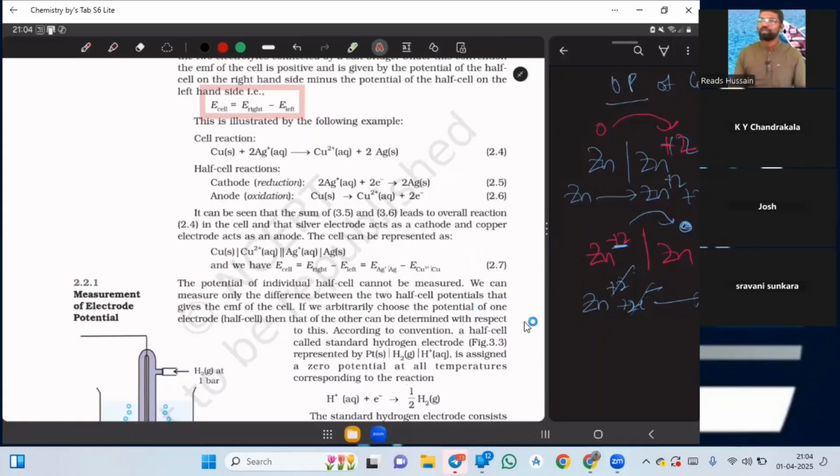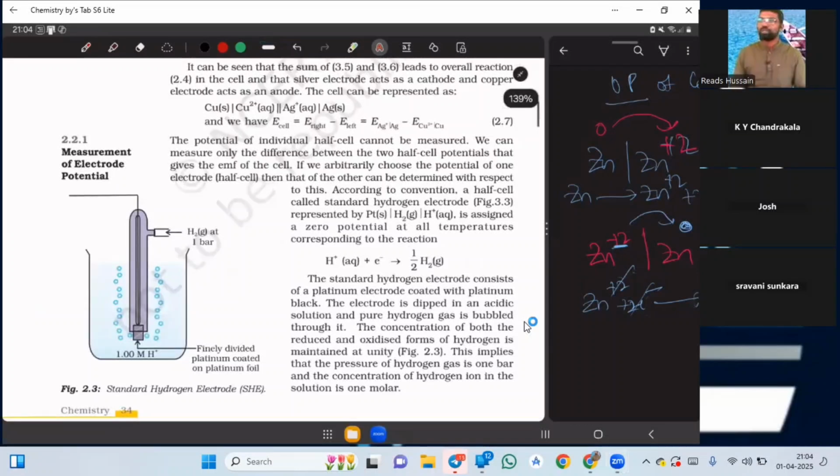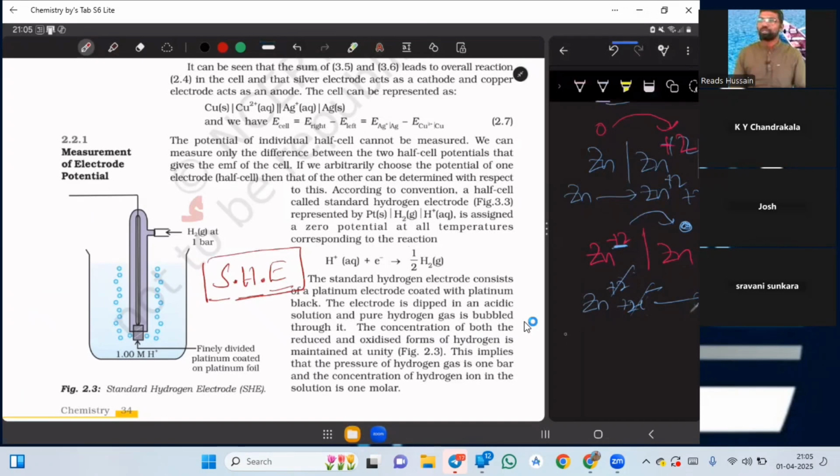Okay, next topic is standard hydrogen electrode. Whatever you are seeing here is called the standard hydrogen electrode, SHE. This is not "she", it is standard hydrogen electrode. This standard hydrogen electrode is also called a reference electrode.